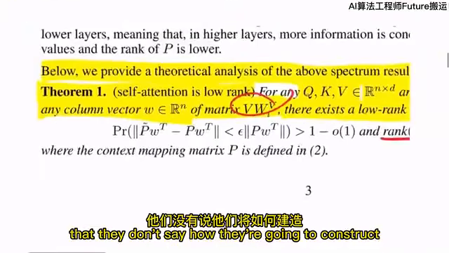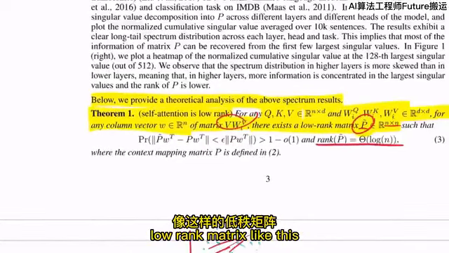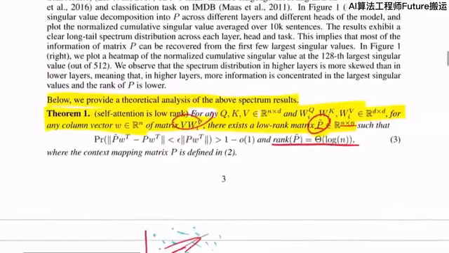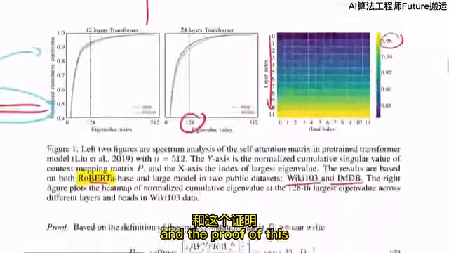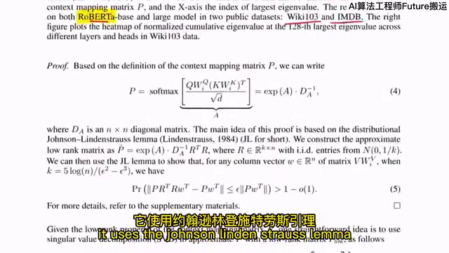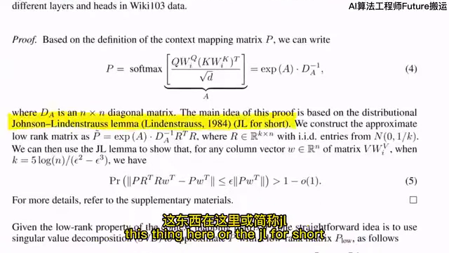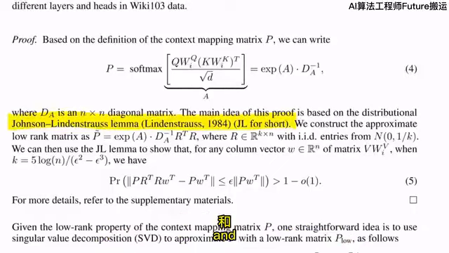Now, they don't say how they're going to construct it. They simply say there exists a low rank matrix like this. And the proof of this, and it's sort of worth looking at the proof a bit, uses the Johnson-Lindenstrauss lemma, this thing here, or the JL for short. And they're going to get this out of the JL.